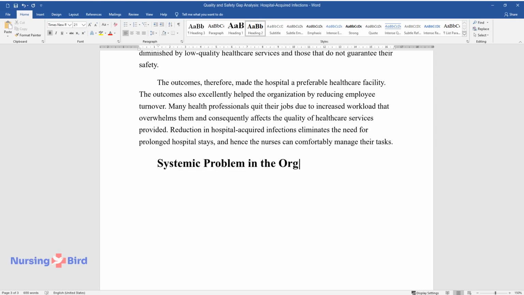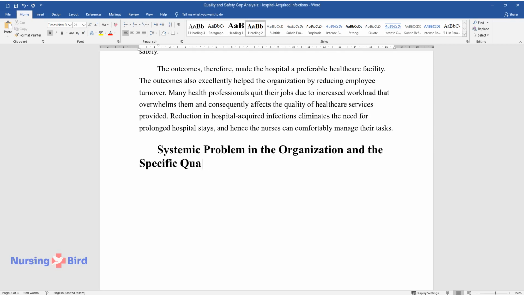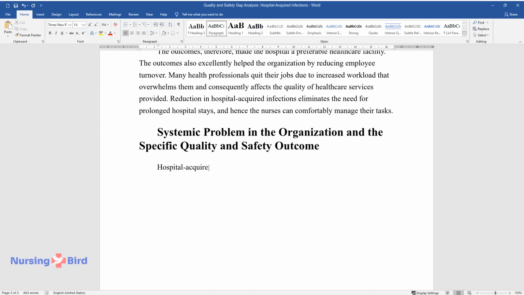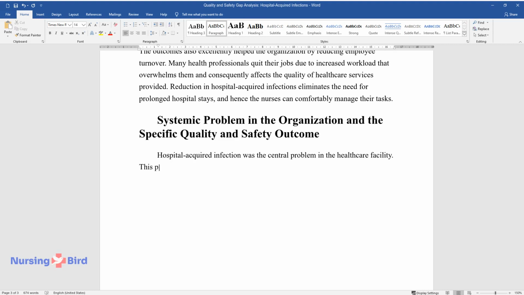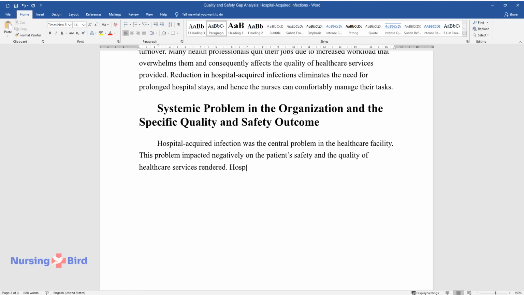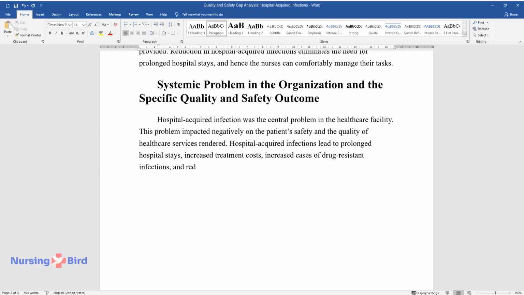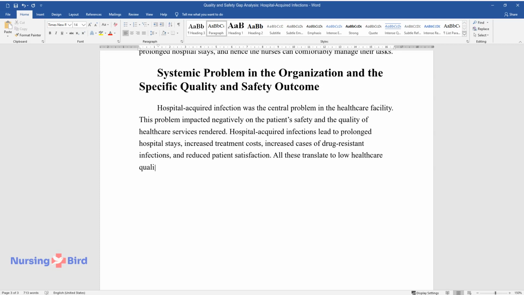Systemic problem in the organization and the specific quality and safety outcome. Hospital-acquired infection was the central problem in the healthcare facility. This problem impacted negatively on the patient's safety and the quality of healthcare services rendered. Hospital-acquired infections lead to prolonged hospital stays, increased treatment costs, increased cases of drug-resistant infections, and reduced patient satisfaction. All these translate to low healthcare quality.